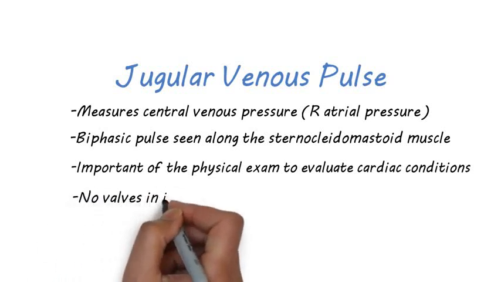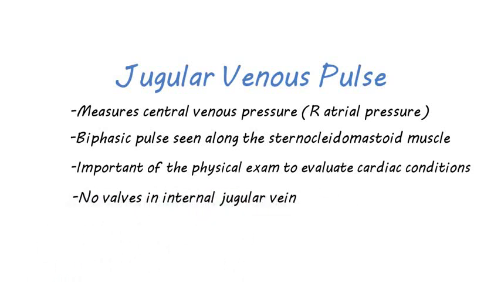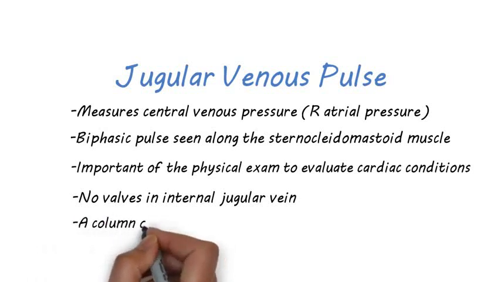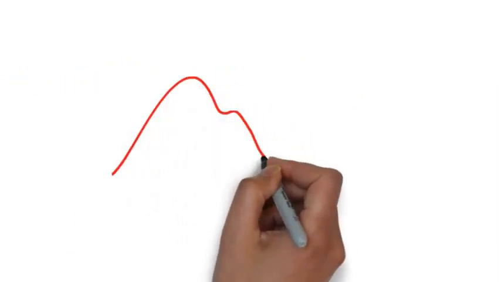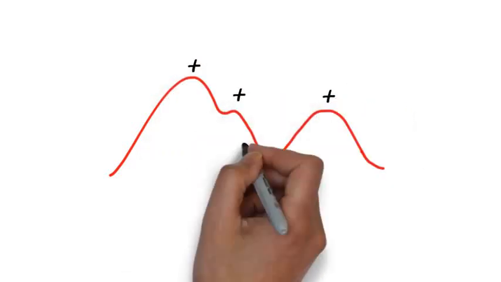You can do this because there are no valves in your internal jugular vein. This allows a column of blood to track up as your right atrium contracts and relaxes. Here is the biphasic JVP waveform. The normal JVP consists of 3 positive waves and 2 negative troughs.